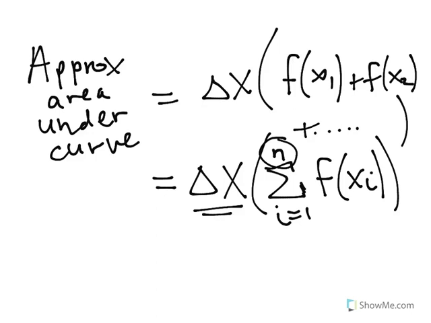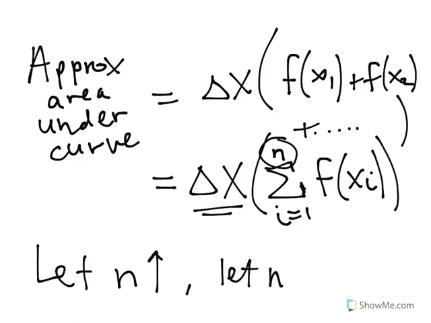Okay, and so in this section we're going to look at some new notation and another way to express this. Instead of talking about the approximate area under the curve, we're going to let n get bigger and bigger and bigger. In other words, let n go to infinity. And if n goes to infinity, then what's going to happen is we're not just talking about the approximate area under the curve. We'll actually be finding the exact area under the curve.